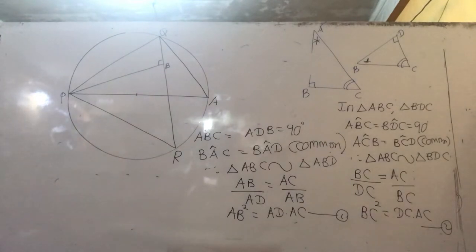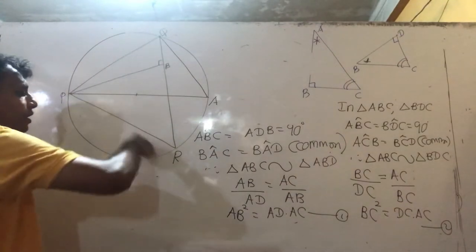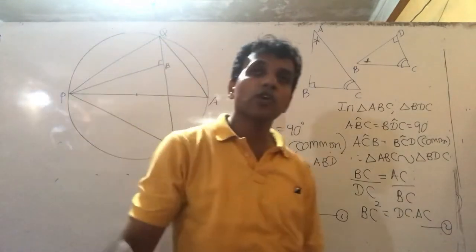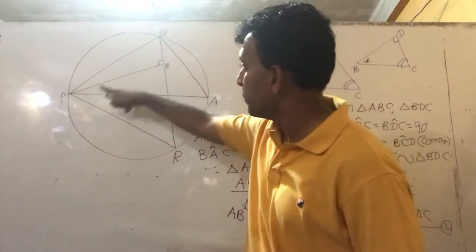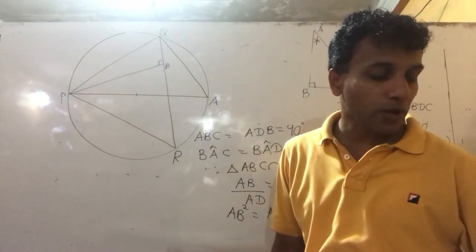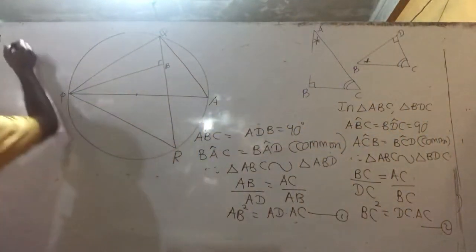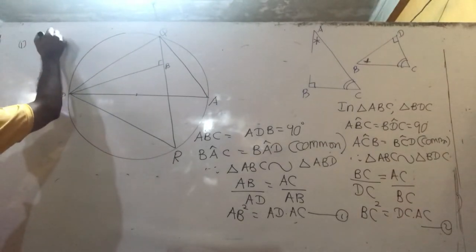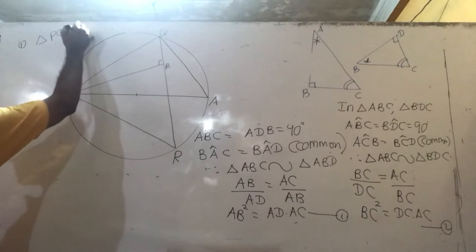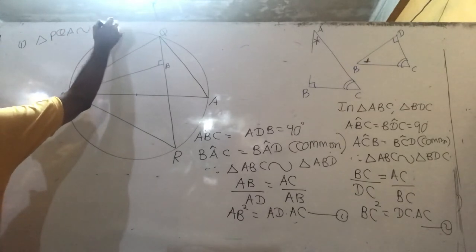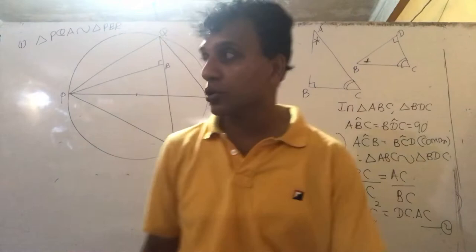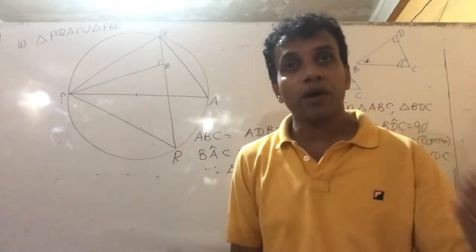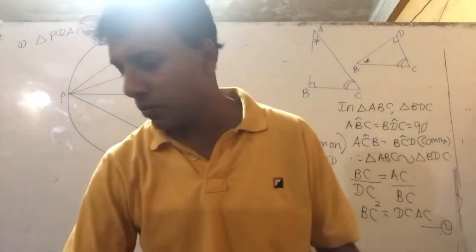PA is the diameter of the circle. Triangle PQR is surrounded by a circle, which we call the circumscribed circle. The line PB is perpendicular to QR. First part is to prove that triangle PQA is equiangular to triangle PBR. Once you show this pair of triangles equiangular, the remaining part is what? Corresponding sides are proportional, that's all.